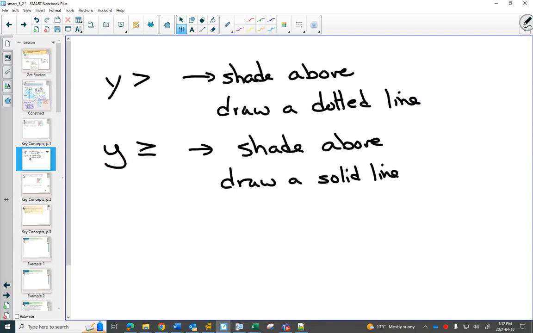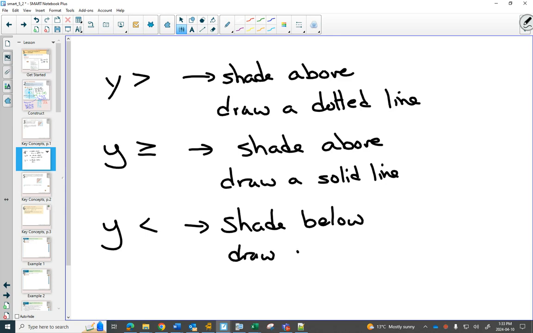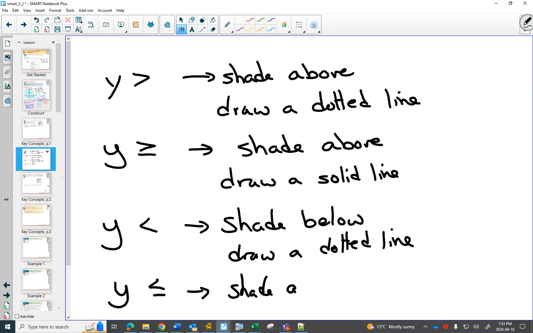And then opposites would be if you see this sign, which is less than, where are you going to shade? You're going to shade below. And solid line or dotted line? Dotted because the equal sign is not there. And of course, just to finish everything off, we have this one. Shade below, but draw a solid line.